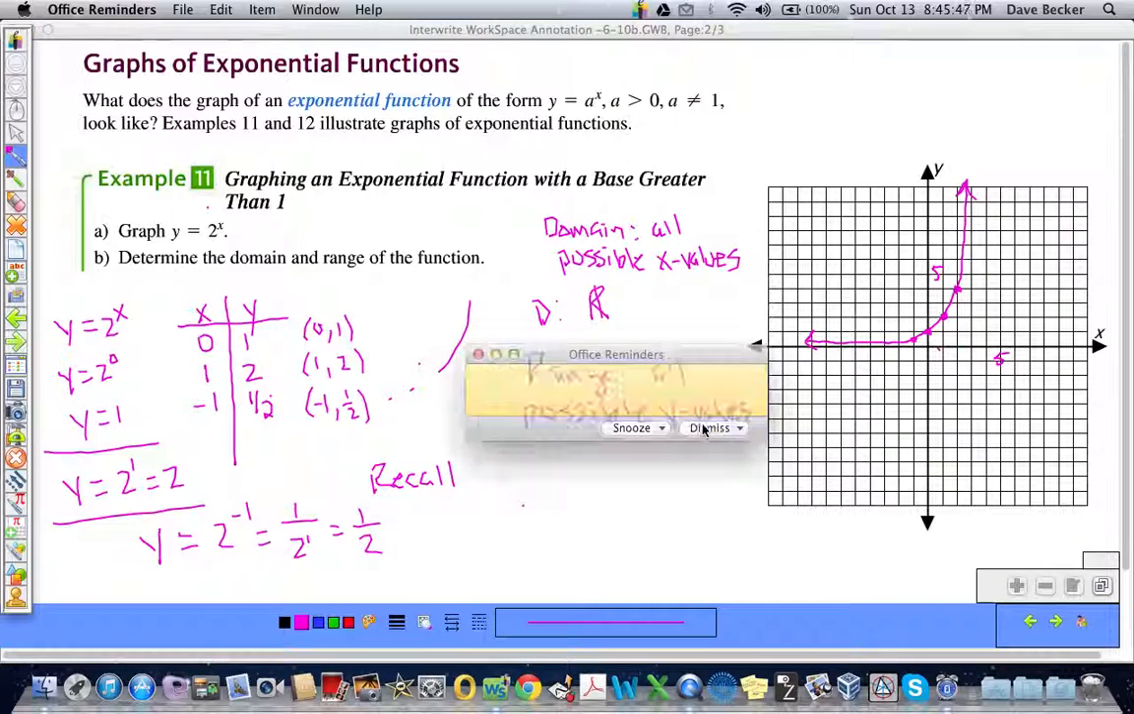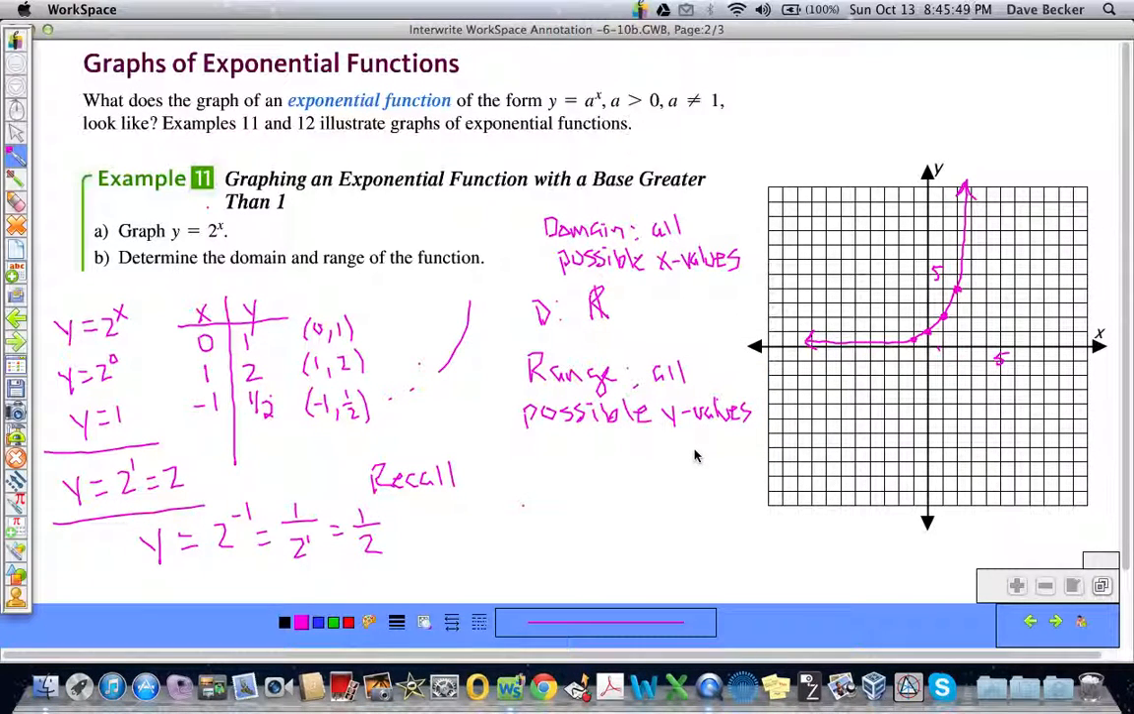So it will never, ever be 0. Y can never be 0. So therefore, the range is going to be the set of y that is greater than 0. So this exponential function will never have a negative value, and it will never be 0.